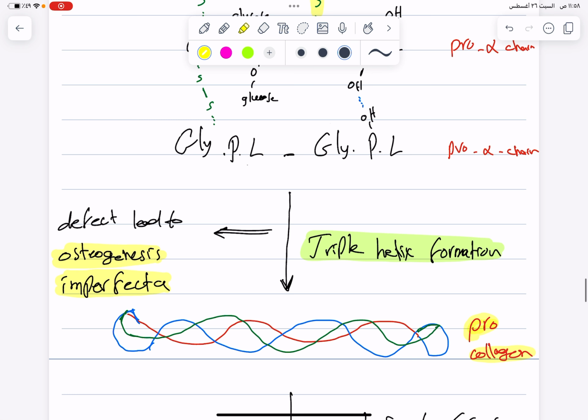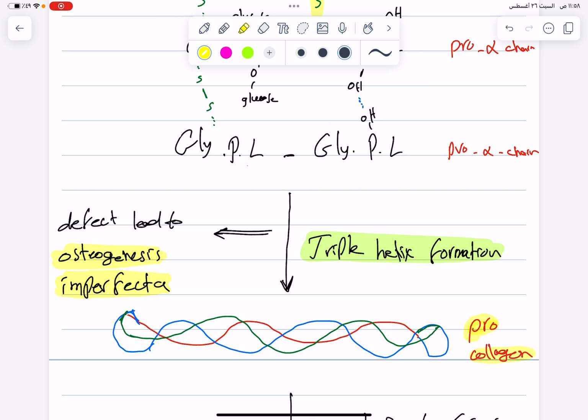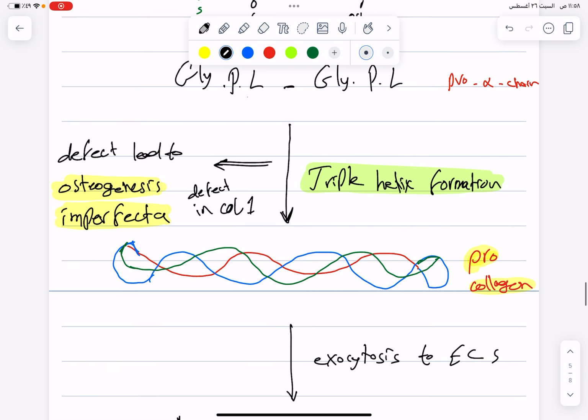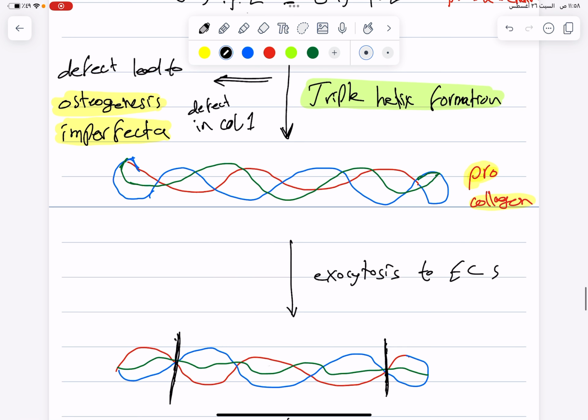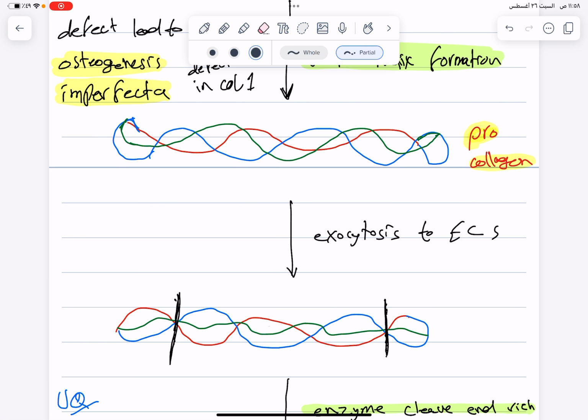So a defect in triple helix formation leads to osteogenesis imperfecta. As you know, osteogenesis imperfecta is a defect in collagen 1. The child presents with blue sclera and multiple recurrent fractures, and so on. So we have now formed the triple helix or procollagen. The next step is exocytosis to the extracellular space.